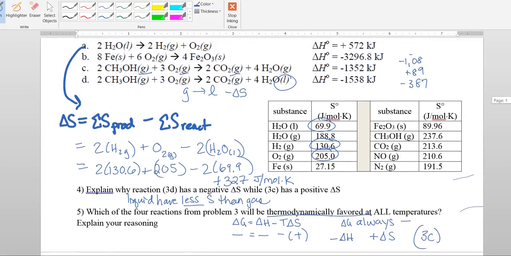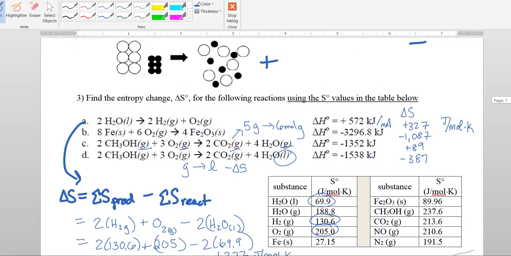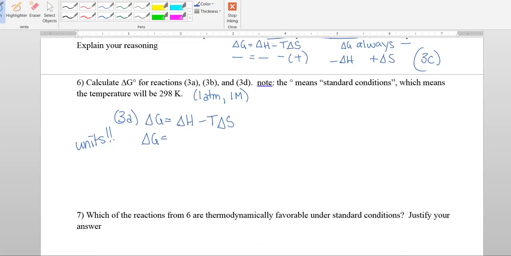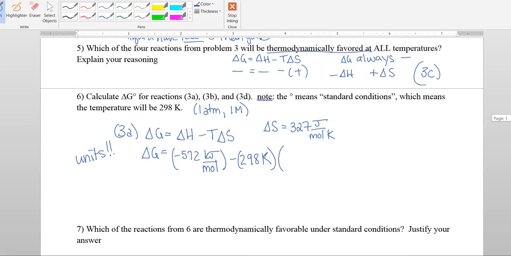Okay, so for 3a, our delta H value is positive 572, given in kilojoules per mole, and the temperature is 298 Kelvin. This temperature must be in Kelvin. And if you look at our S value, let me write it right here. Our S value is 327 joules per mole Kelvin. Let's confirm and make sure I had that right.